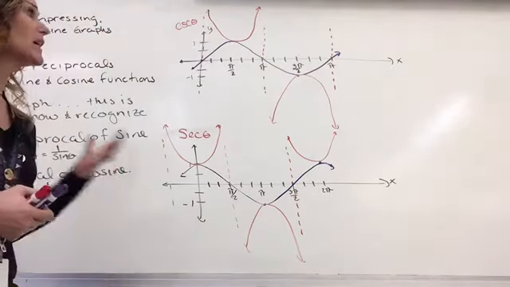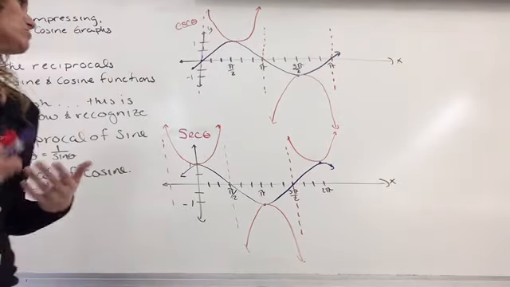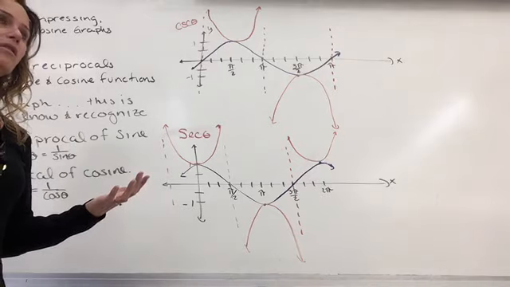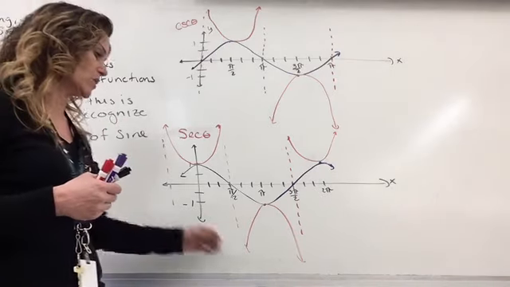So you need to be able to recognize these. Please make sure you have them in your notes. Know that the secant is 1 over cosine, and that the cosecant is 1 over sine.